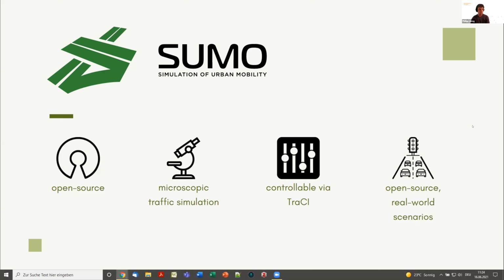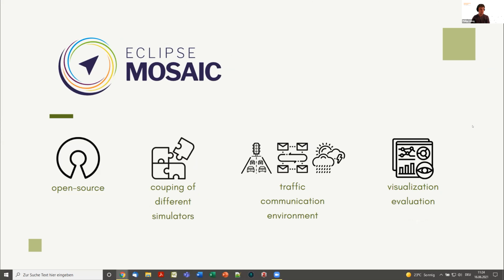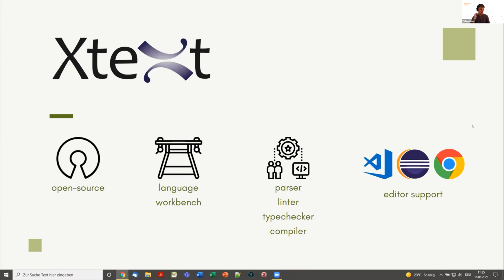So we started with some available frameworks to have a look at. So we used SUMO for our traffic simulation part, because SUMO is really well known in the research community, is open source, and has real world scenarios available and is controllable. So it was perfectly fitting for our purpose. And then we also had a look at Eclipse MOSAIC for realizing the co-simulation environment. So MOSAIC is a really nice framework for realizing such a co-simulation environment. It integrates really nicely with SUMO and provides additional features like integrated simulators, application simulation, and it's also open source. So we use that. And for realizing our domain-specific language, we fall back to Xtext, as it's also open source. It's really well-known and has really good editor support also.